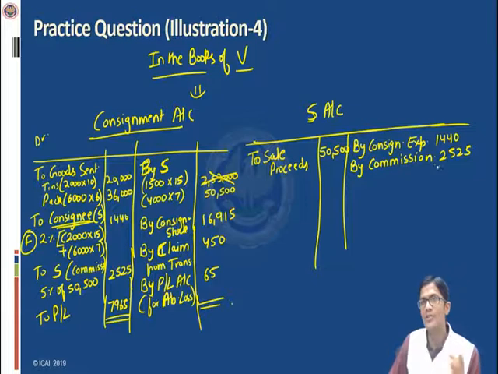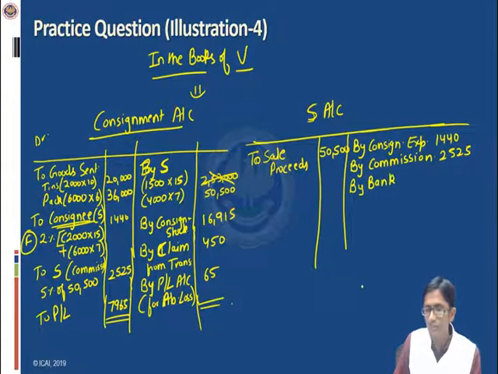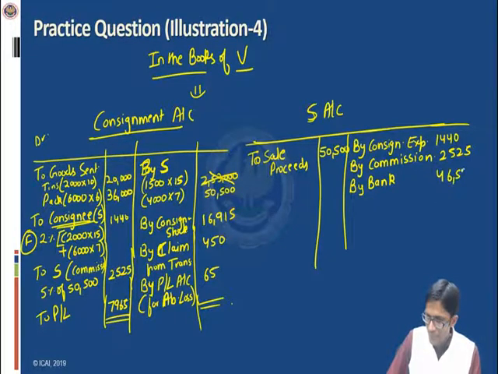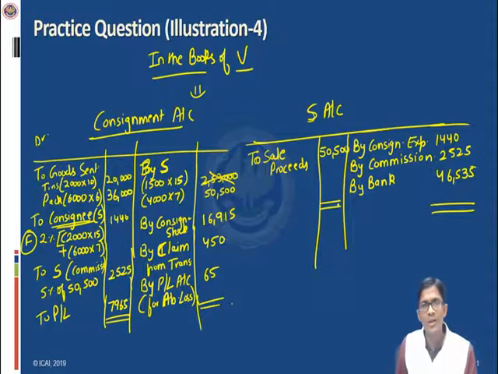That means the consignee will remit this amount to the consigner. So what entry will be passed for it? By bank account, because the entry will be bank account debit to the consignee's account. So by bank, and the remaining balancing amount will be 50,500 minus 1440 minus 2525. That is 46535. And this way the consignee's account will be closed. So this is what we have to make entry in the books of the consigner, that means V. And that is the end of this question.